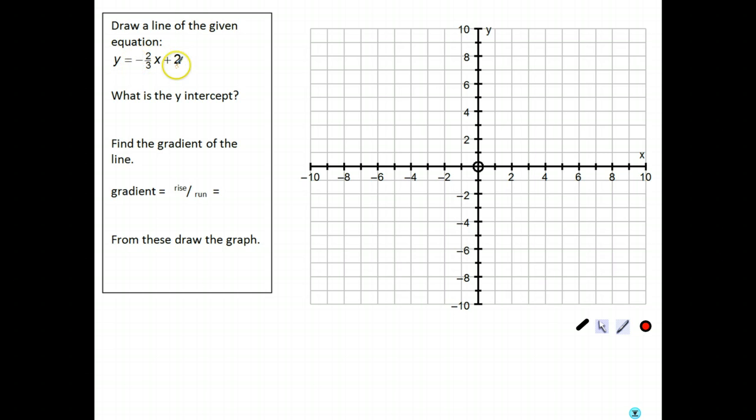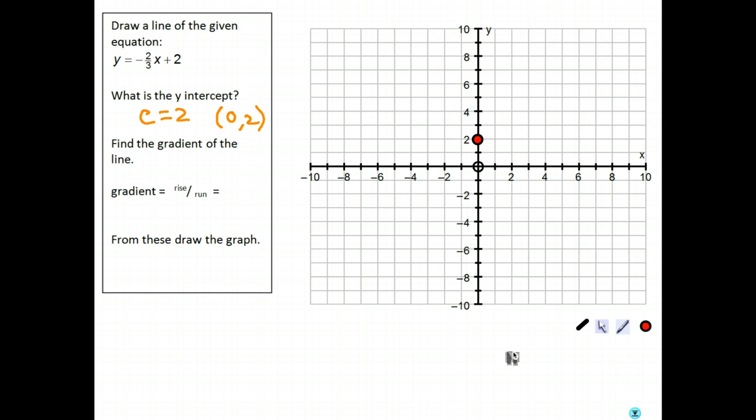Well, we know from a previous video that the coefficient on x is the gradient, the constant term is the y-intercept. So in this case, the y-intercept c is 2. Or if you want it as coordinates, 0, 2. You don't run at all, you stay on the y-axis and you jump up 2. So let's go ahead and plot that one. So there's the first point on our graph. Oh, I might just place that a bit more accurately.